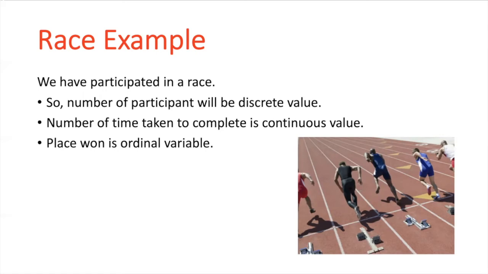Let us take an example of a race. Imagine we have participated in a race. So the number of participants will be a discrete value and the time taken to complete is a continuous value as time is infinite, and the place won by the winners will be an ordinal variable as we can assign the ranking to it: first, second, third, and so on.